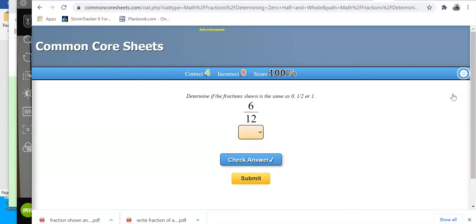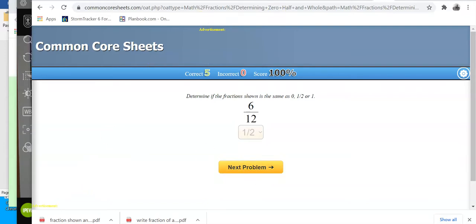Do you see the difference? The one right before this had a 0 on top. It doesn't matter how many pieces, if you don't have any of them, you certainly don't have half of it. Others had the same number on top and bottom. So if you would have 12 pieces and there are 12 pieces that you get to color in, that would mean you have the entire thing. But here, you only have 6 out of the 12. If you say 6 and double it, you get 12, which means you only have half of the amount.